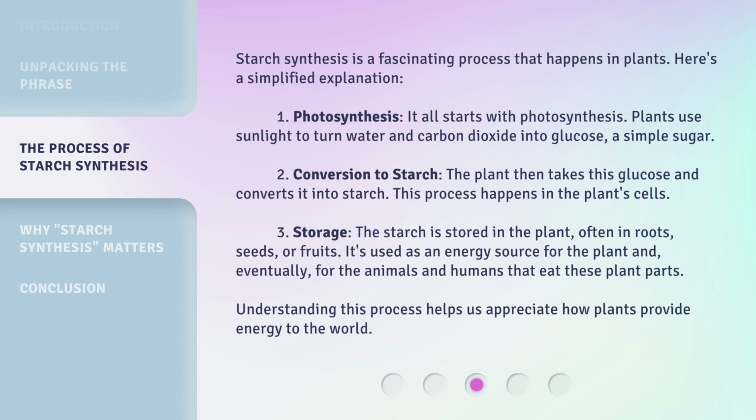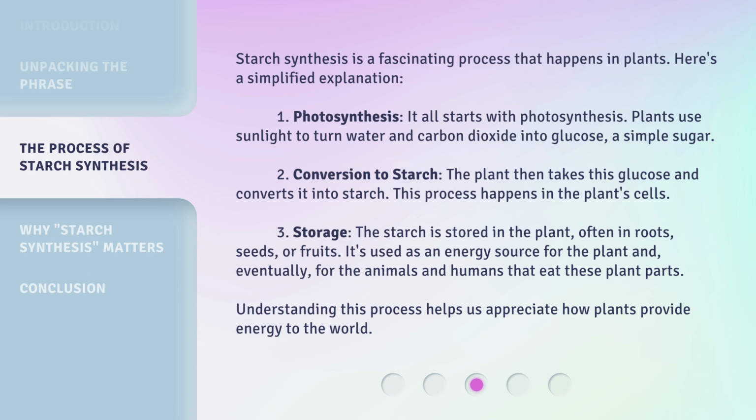Starch synthesis is a fascinating process that happens in plants. Here's a simplified explanation. 1. Photosynthesis. It all starts with photosynthesis. Plants use sunlight to turn water and carbon dioxide into glucose, a simple sugar. 2. Conversion to starch. The plant then takes this glucose and converts it into starch. This process happens in the plant's cells.